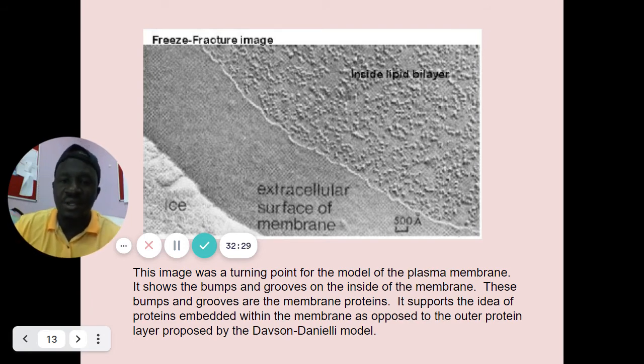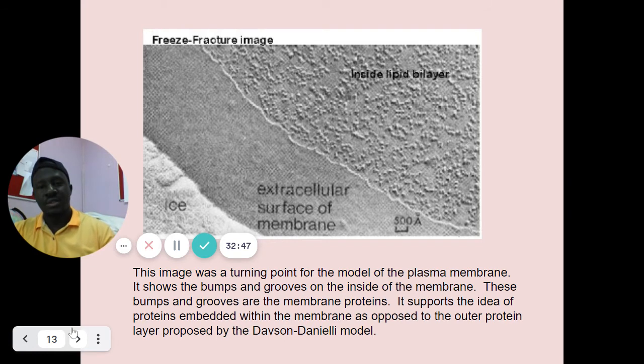It shows the bumps and grooves on the inside of the membrane. These bumps and grooves are the membrane proteins. It supports the idea of proteins embedded within the membrane as opposed to the outer protein layer proposed by Davson and Danielli in the sandwich model.